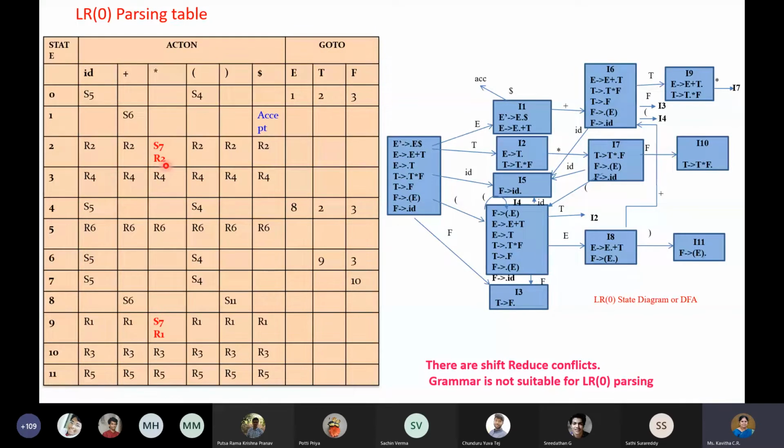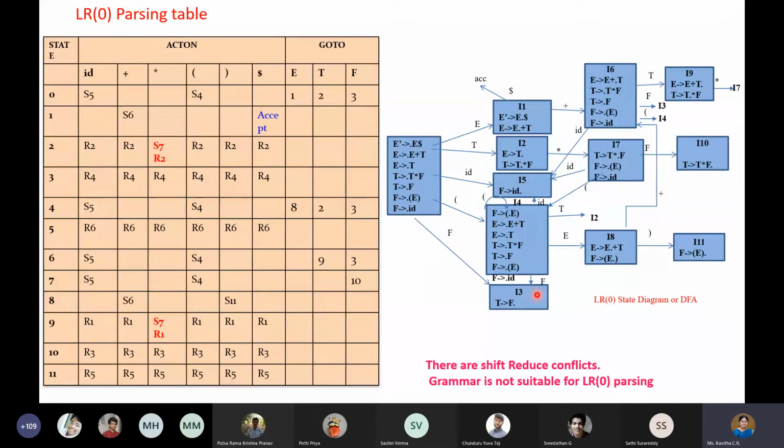Did you observe this entry now? In this particular cell, we have both the shift and reduce. One possibility is that at state number 2, when my next input symbol is star, we can go with the shift action, that is S7. And what is the other possibility? At the same state with the star symbol as the input symbol, we can also apply the reduce action, and that is rule number 2. So here in this particular cell, we can see a shift-reduce conflict. This is the conflict. Anyway, we may have some more conflicts also. We'll see later.